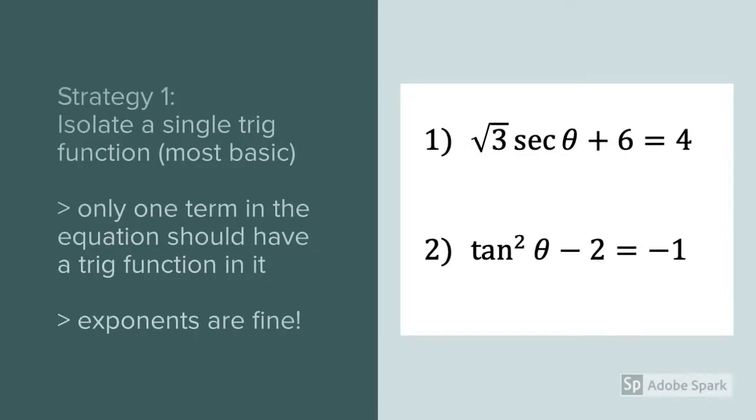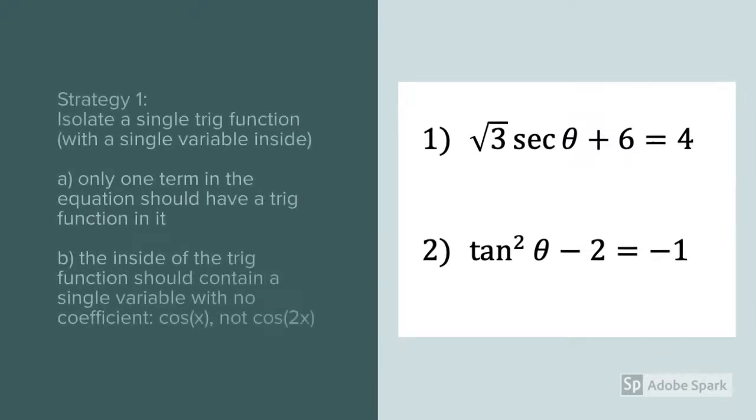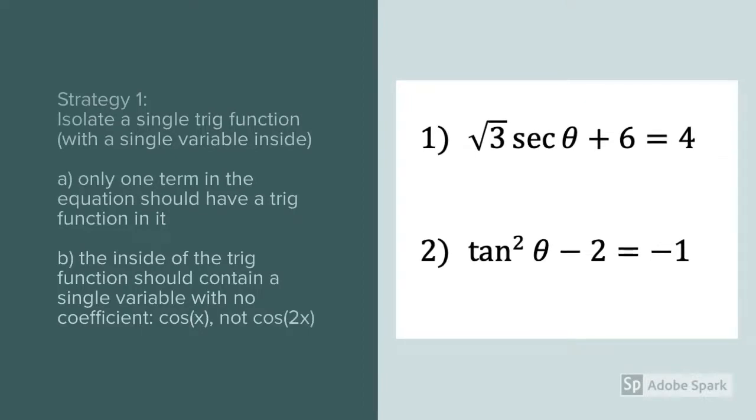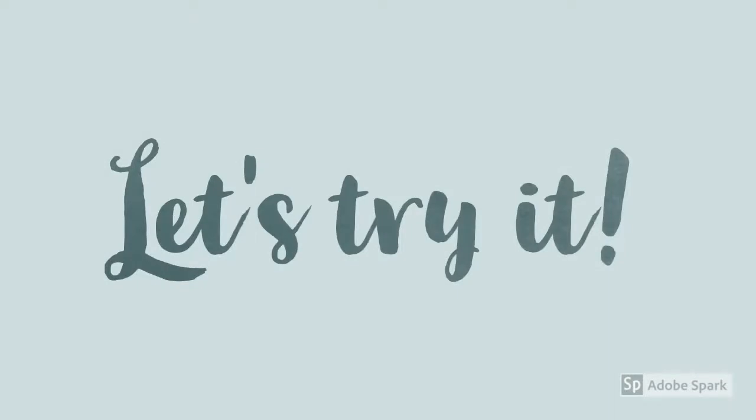If you're going to do this strategy, you should be looking at an equation where there's only one term that has a trig function in it. And that's true of both of the examples that I'm showing on the right. Number 1 has a secant in it and all the other terms are numbers. And number 2 has a tangent in it and all the other terms are numbers. It doesn't matter that the tangent is squared, that still counts as one term. What I'm looking for here is that, for example, number 2 isn't tangent squared plus cosine squared equals -1. That would be two different trig functions in that equation. So now we will use those two problems as our examples of how to use this strategy.